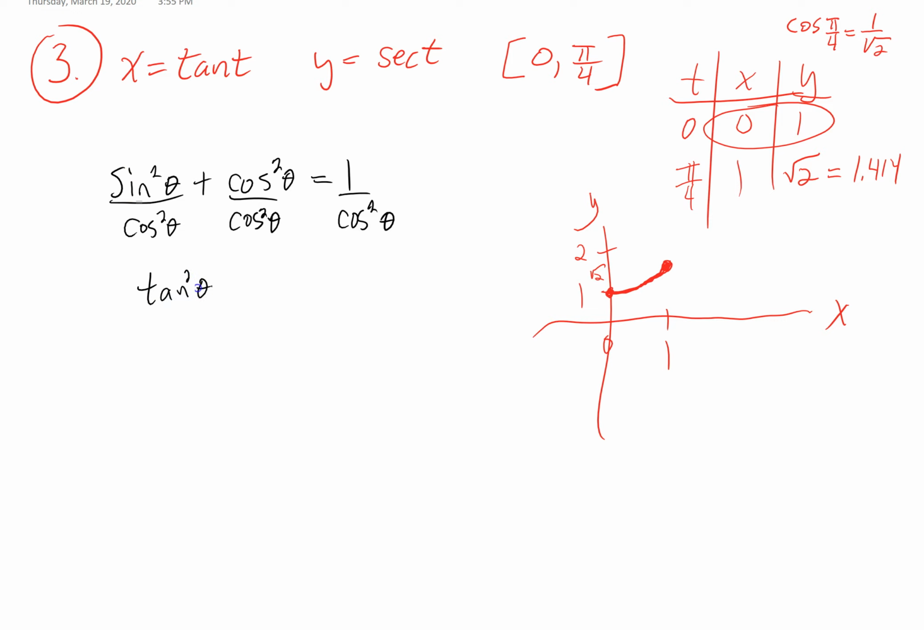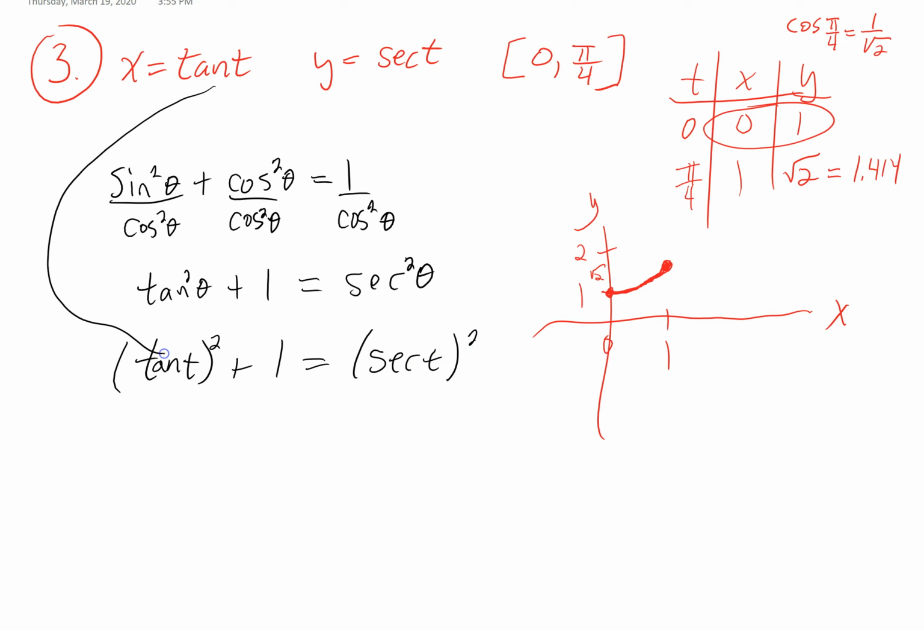Sine over cosine squared is tangent squared. Look at that, a very famous kind of identity. Theta is just an arbitrary variable, so I could definitely say that's the tangent of t squared plus 1 equals the secant of t, whole quantity, squared. Tangent of t is x, so we'd have x squared plus 1. The secant of t here is y, so that's y squared. Don't even need those parentheses, really.